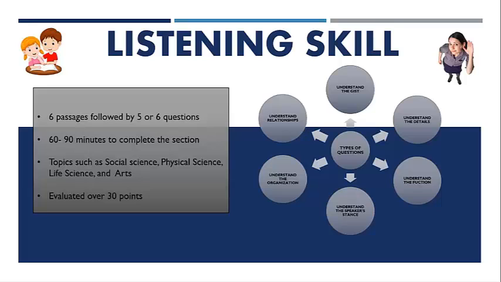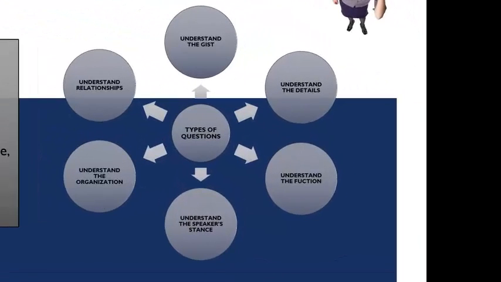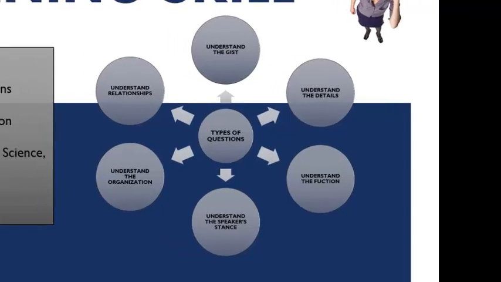Listening comprehension is divided into 6 passages followed by 5 or 6 questions. Its time limit is between 60 to 90 minutes to complete the section. Moreover, it covers topics of social science, physical science, life science, and arts, and is evaluated over 30 points. The questions are about main ideas, details, purpose, the speaker's stance, the organization of ideas, and inferences.